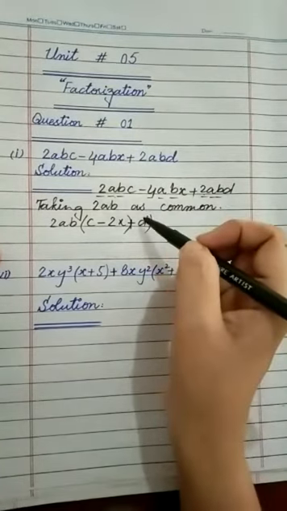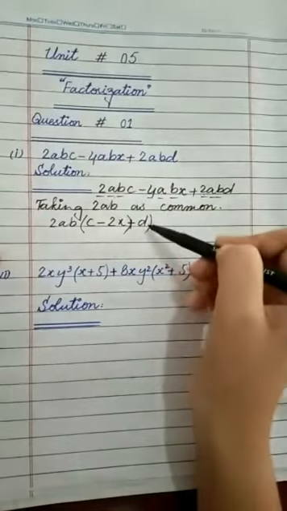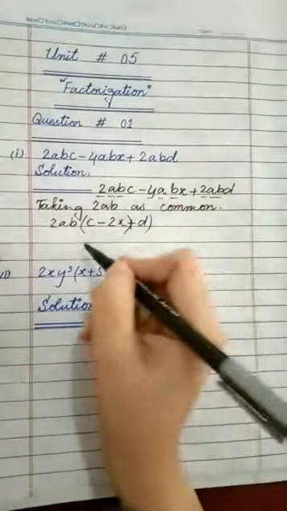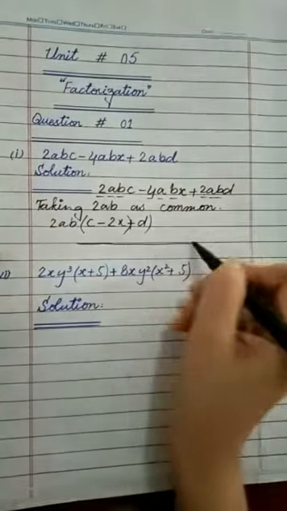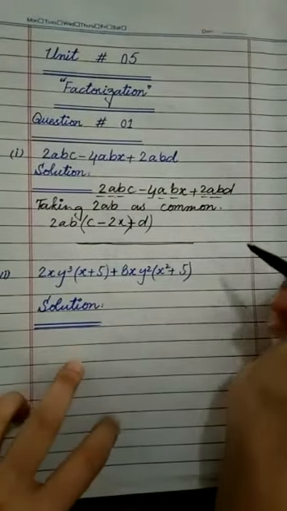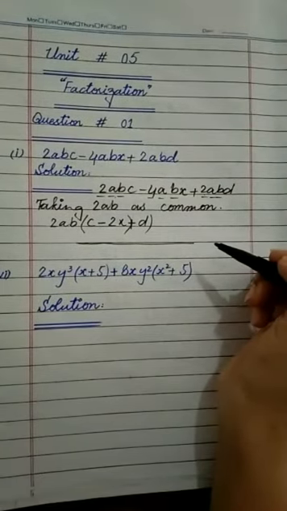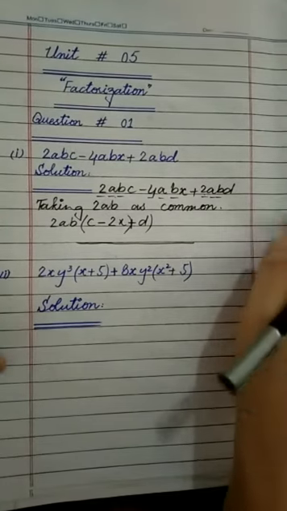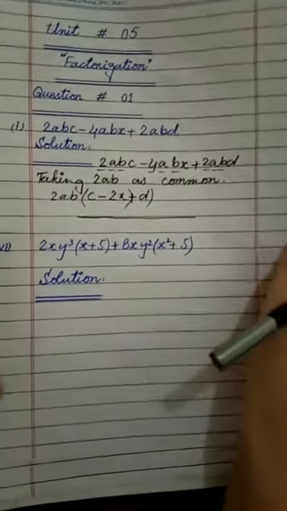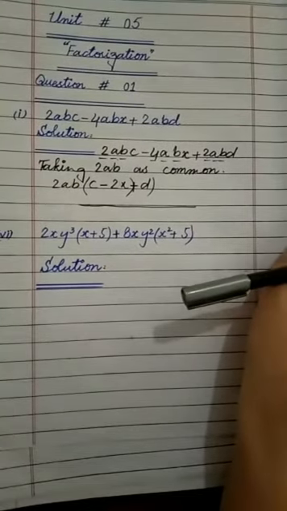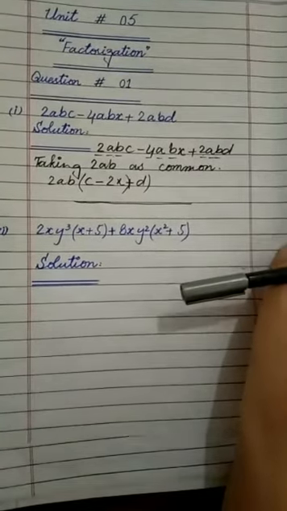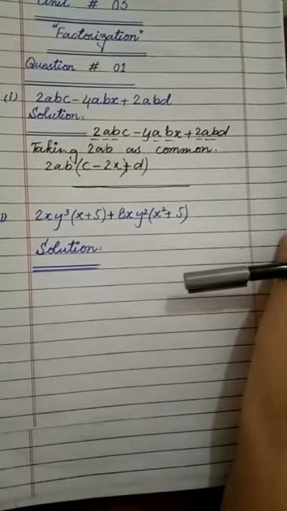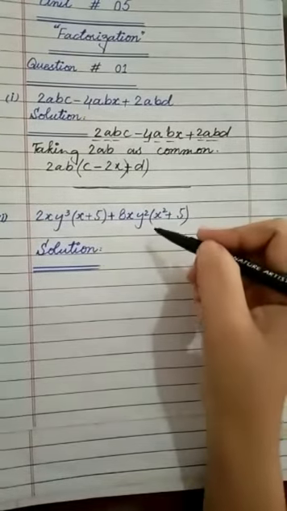This is our question of factorization, meaning we have taken the common factors of this question. It's very easy. There are 6 parts to this question. Question number 1 I have done for you. Second, third, fourth, fifth you can do by yourself with the same method by taking common. If you need to open the brackets, you can open the brackets. Now move towards part 6, which I will do for you.